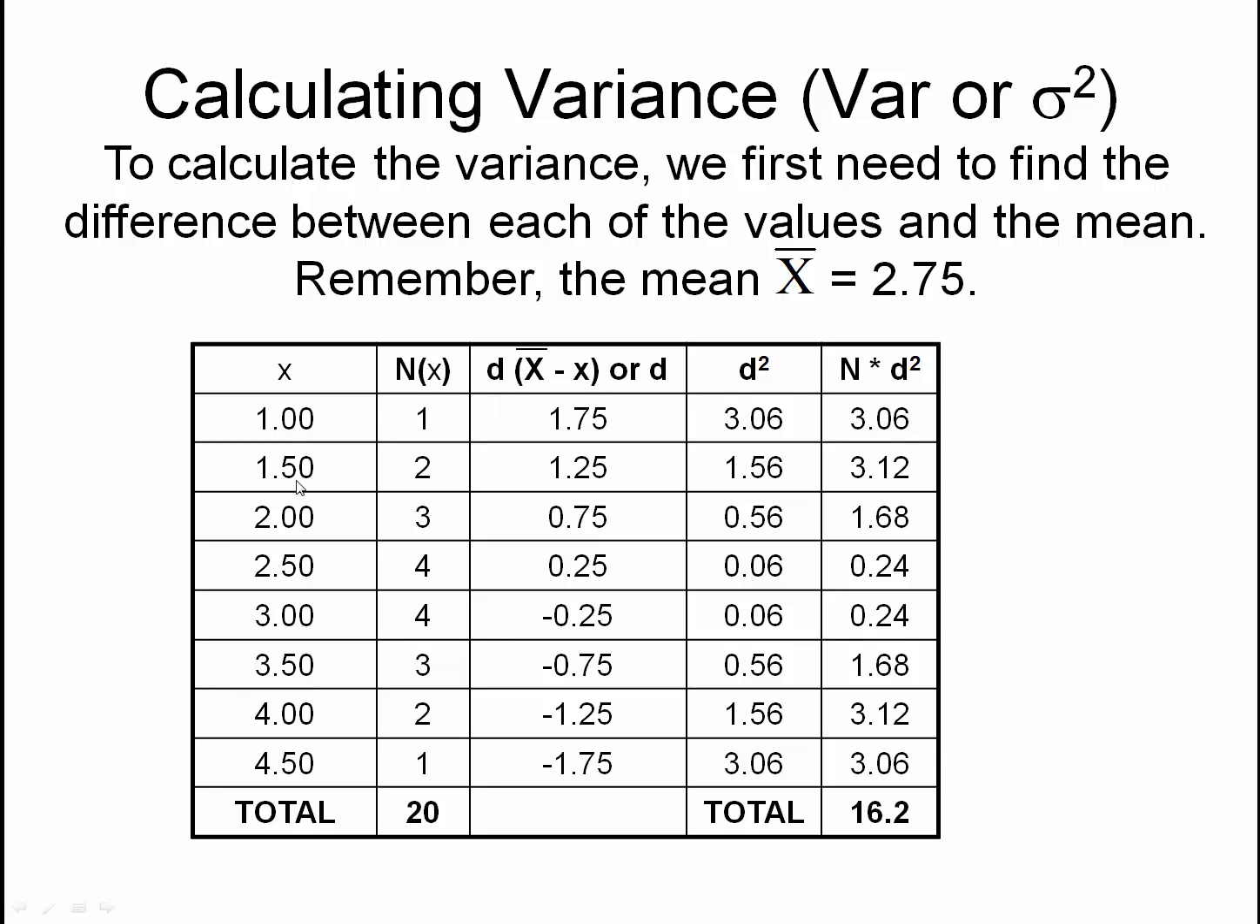Now let's consider the second example, 1.5 quantitative trait. We have two individuals who have a quantitative trait value of 1.5. In other words, they're 1.5 meters in height.